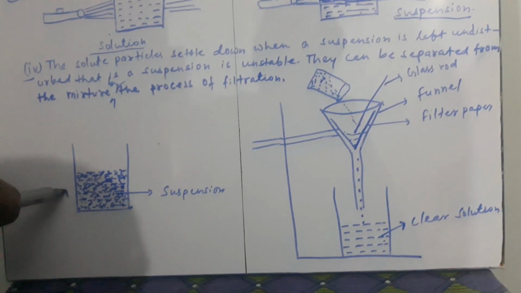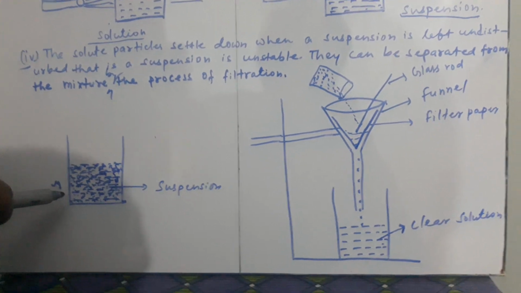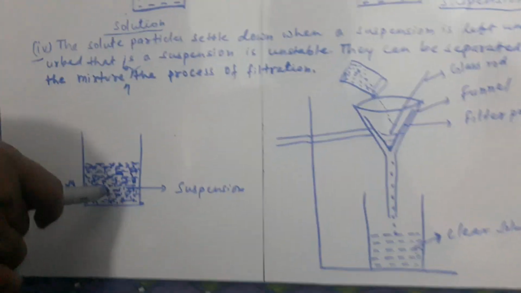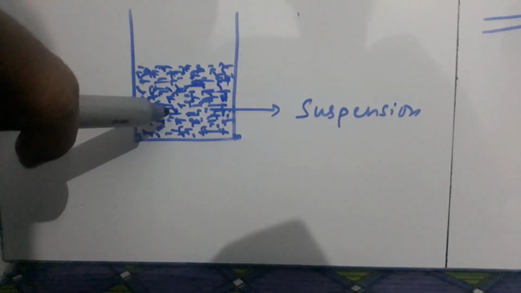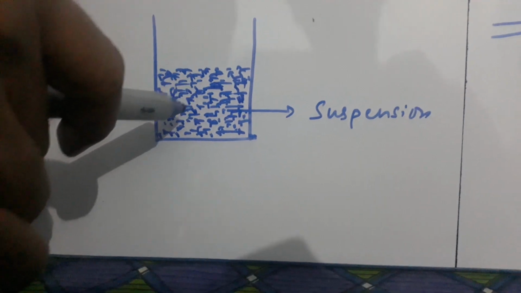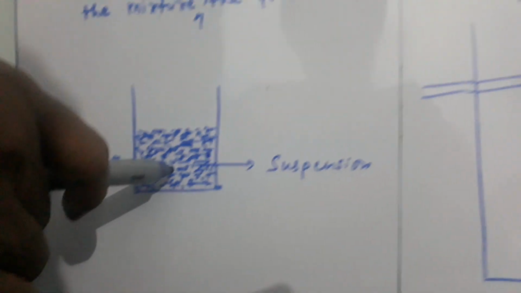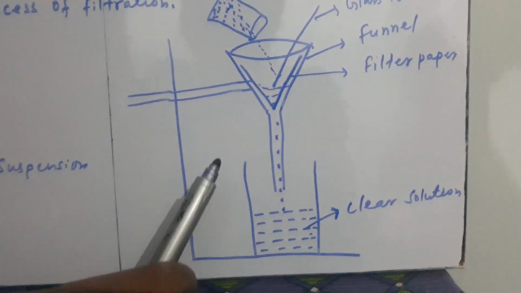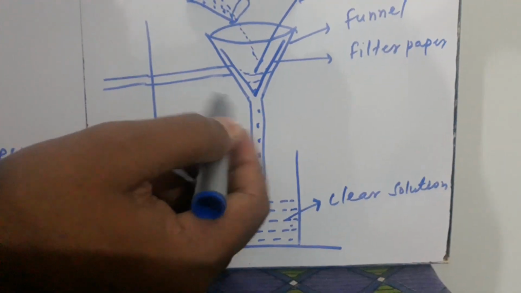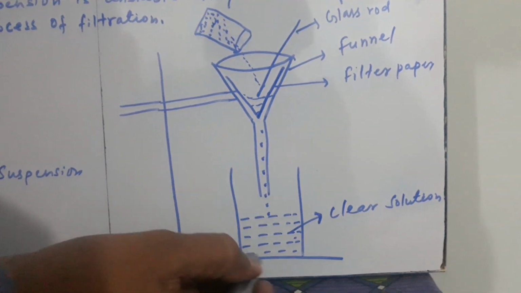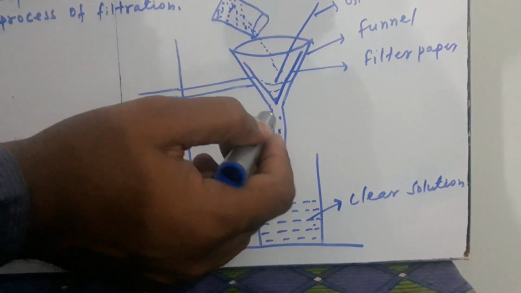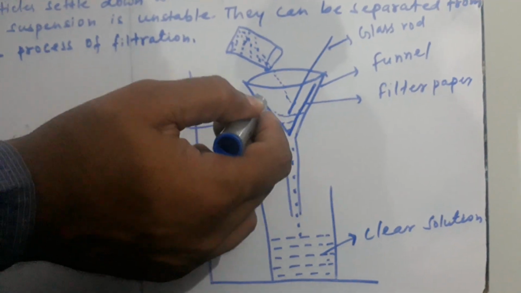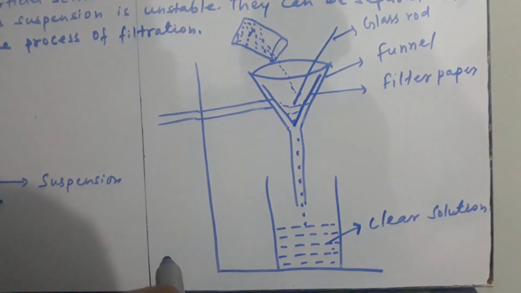See here in this diagram, it is an example of suspension. Here we can see the hazy picture, means the water is not so clear. So it is an example of suspension. Now, I will make an arrangement like this. I will take an iron stand, and we have taken one beaker and one funnel. In the funnel, we will take a filter paper.